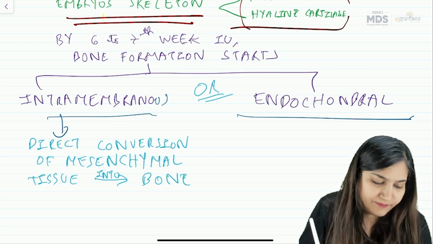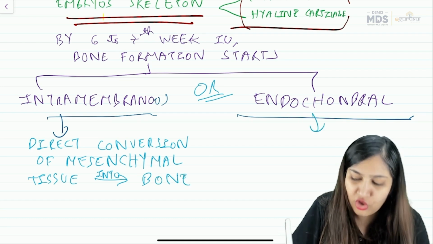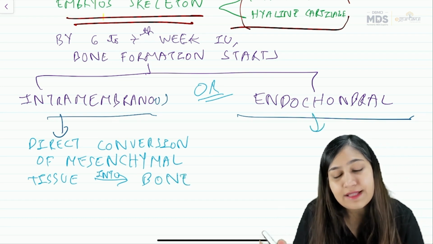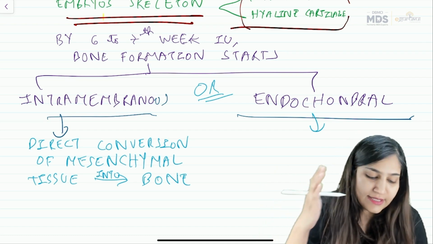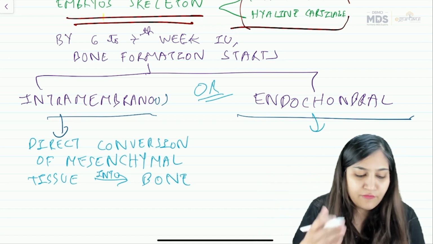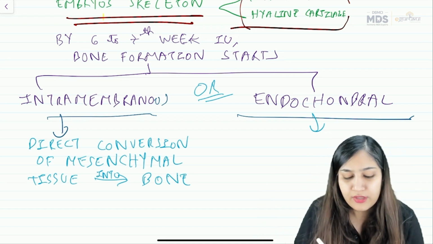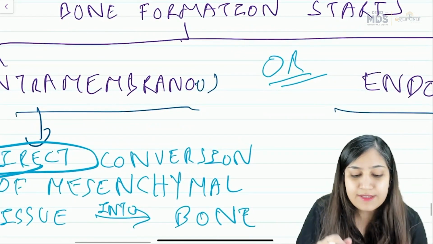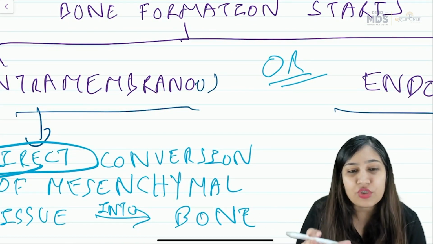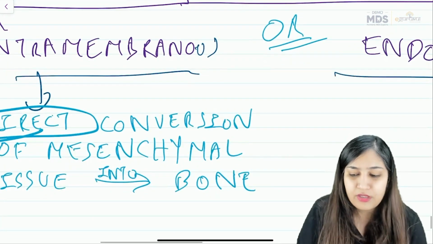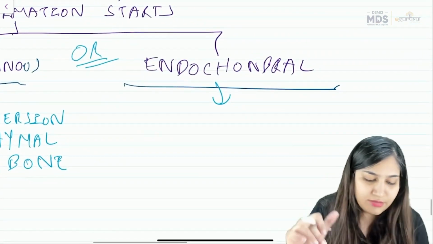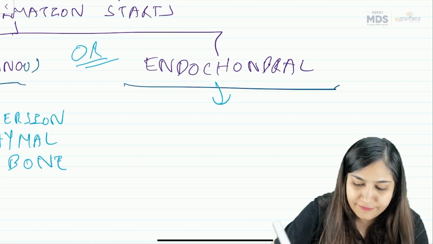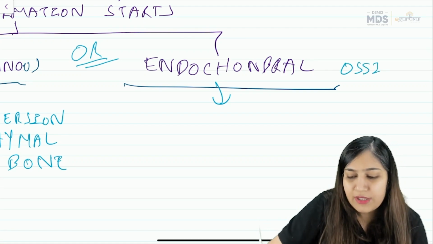Direct conversion. While in endochondral, what will happen? Mesenchymal cells will differentiate into cartilage, and this preformed cartilage will then be replaced by bone. So here there is direct conversion in the intramembranous type, direct conversion of mesenchymal tissue into bone. While in endochondral ossification, what is happening?